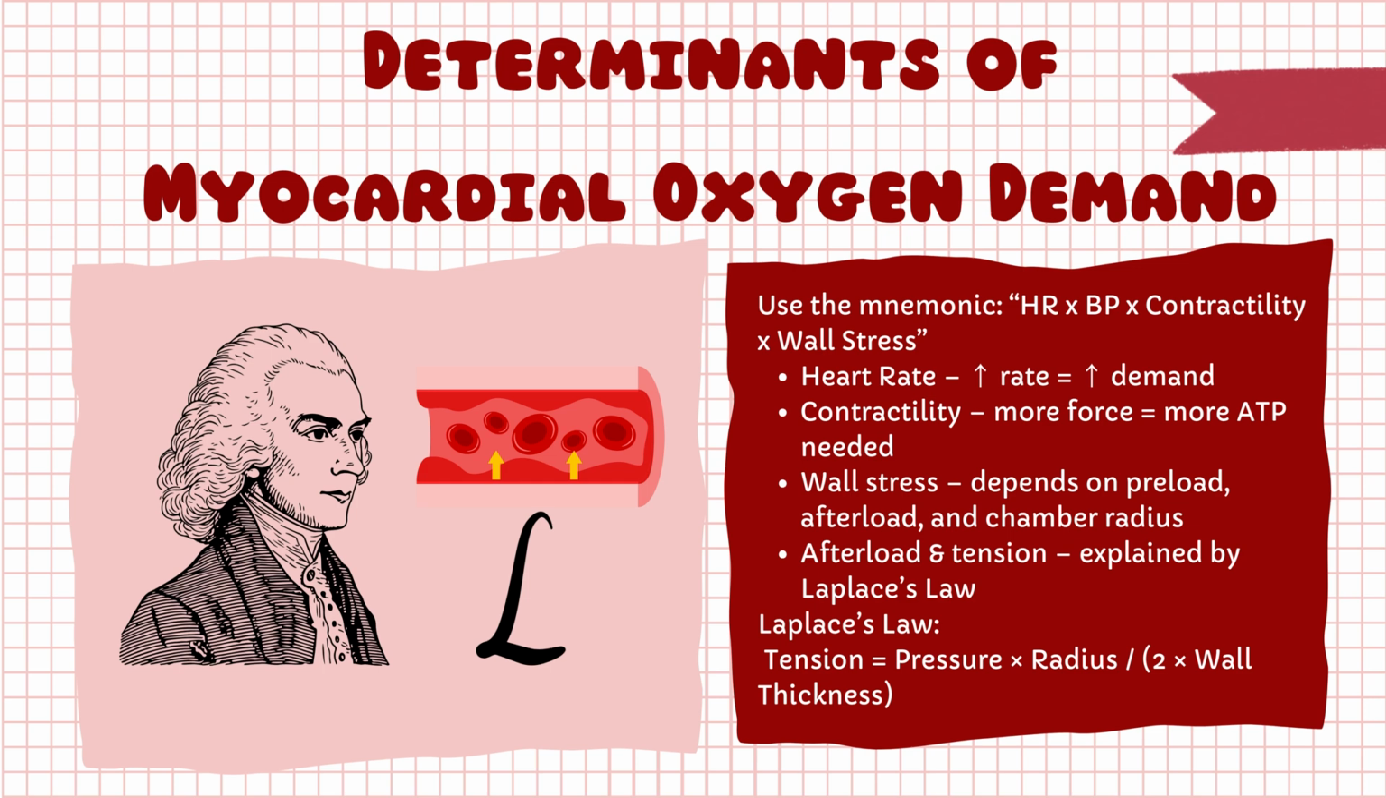Wall stress, explained by Laplace's law: wall tension equals pressure times radius, over 2 times wall thickness. So, ↑ pressure or radius equals ↑ wall stress equals ↑ oxygen demand. ↑ Wall thickness equals ↓ wall stress. Clinical example: in left ventricular hypertrophy, wall stress decreases, but oxygen demand remains high due to increased muscle mass.